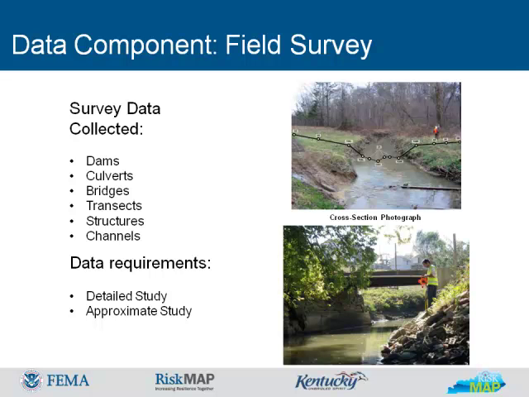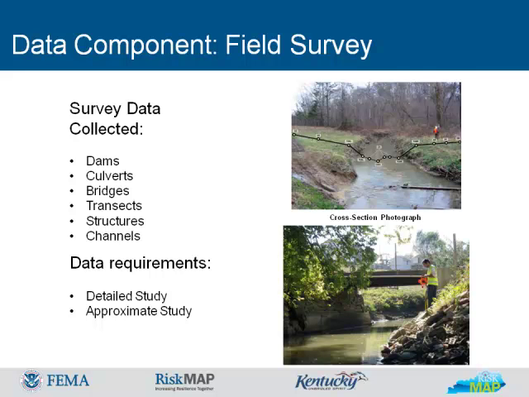The survey data collected depends on the type of FEMA study. There are two types of studies, detailed study and approximate study. A detailed flood hazard analysis will generally include a detailed hydraulic analysis, digital topographic data, cross-sections to include underwater elevations, and surveys of hydraulic structures are required.